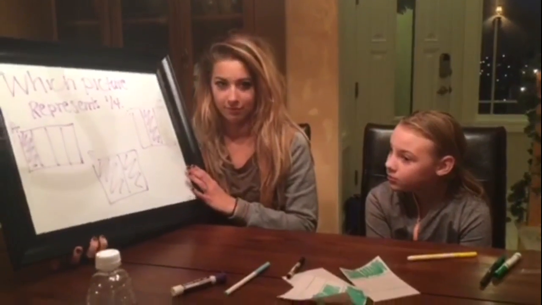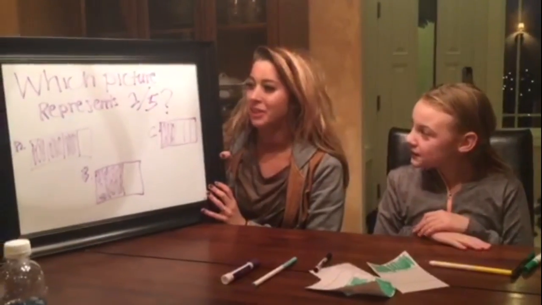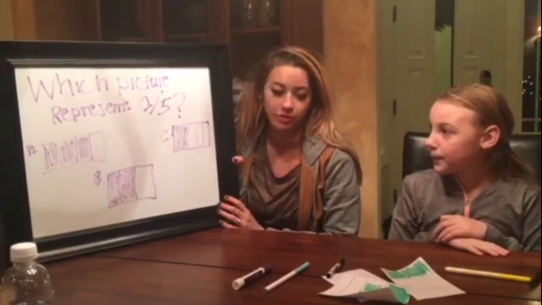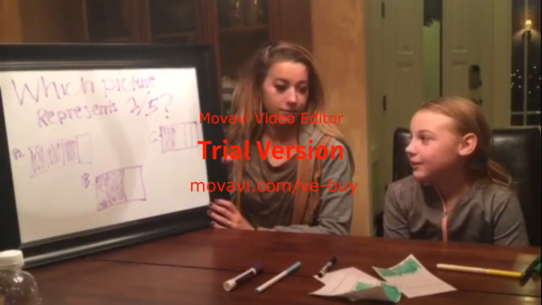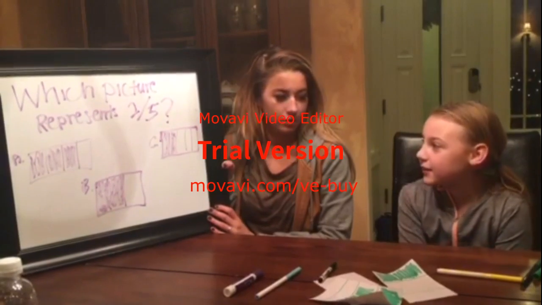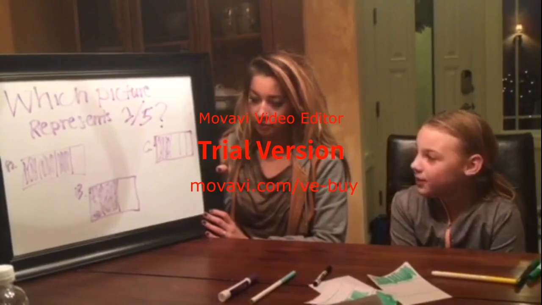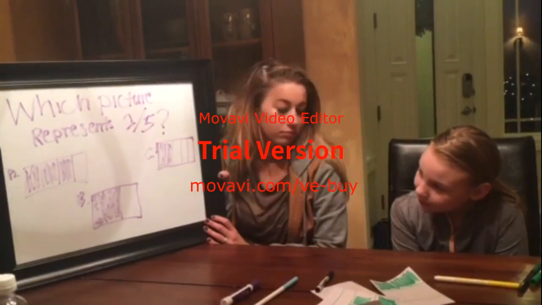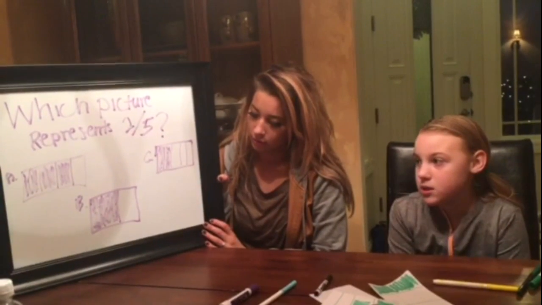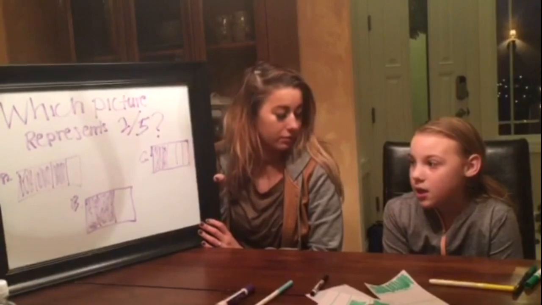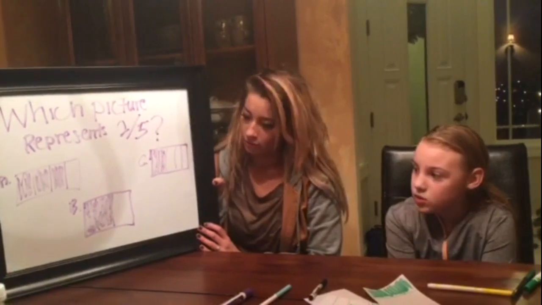Perfect. So for the next question, we're going to do which picture represents 2/5? C. Why? Because there's 2 colored in and there's 5 pieces all together. Yes. Why not A or B? A only has 4 and B only has 3 pieces. And how many are colored in on A and B? A has 3 and B has 2.